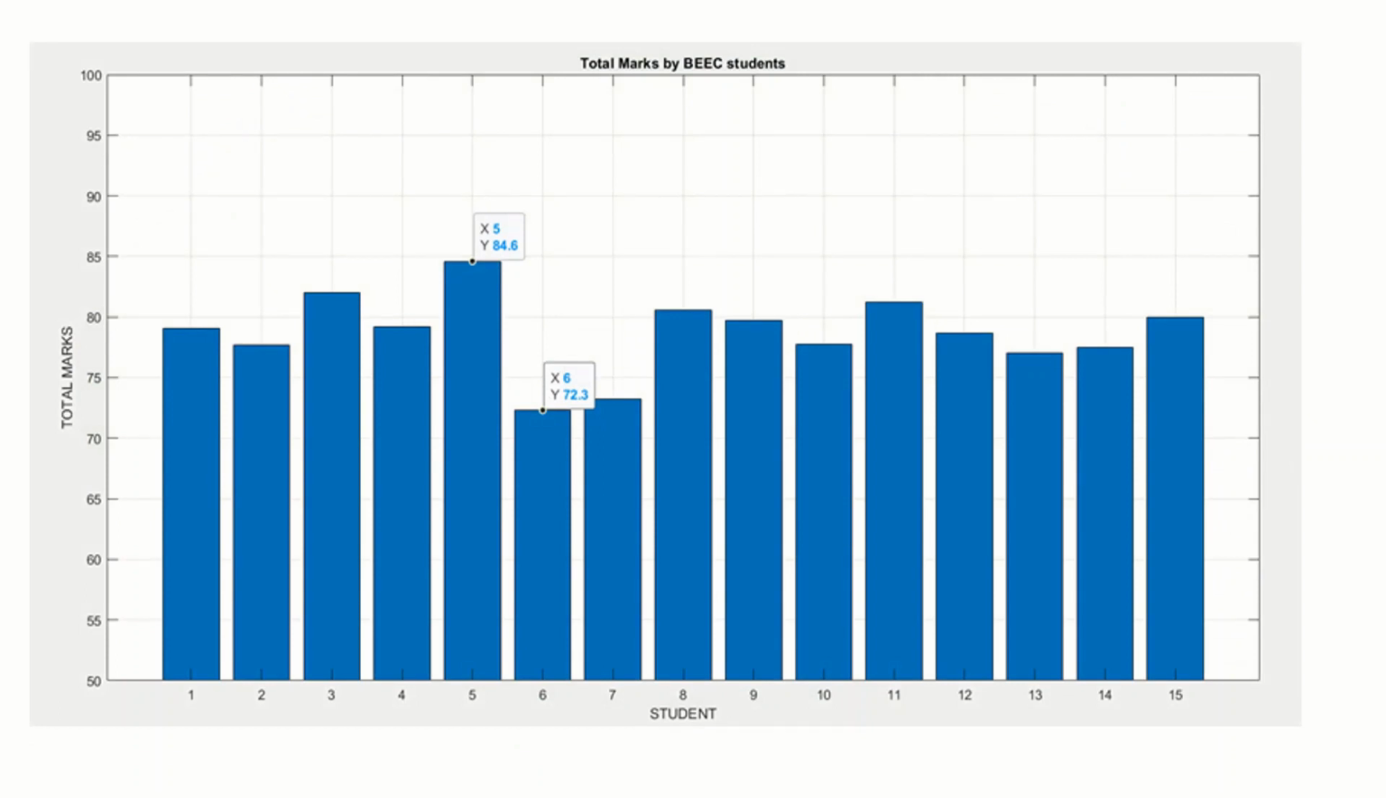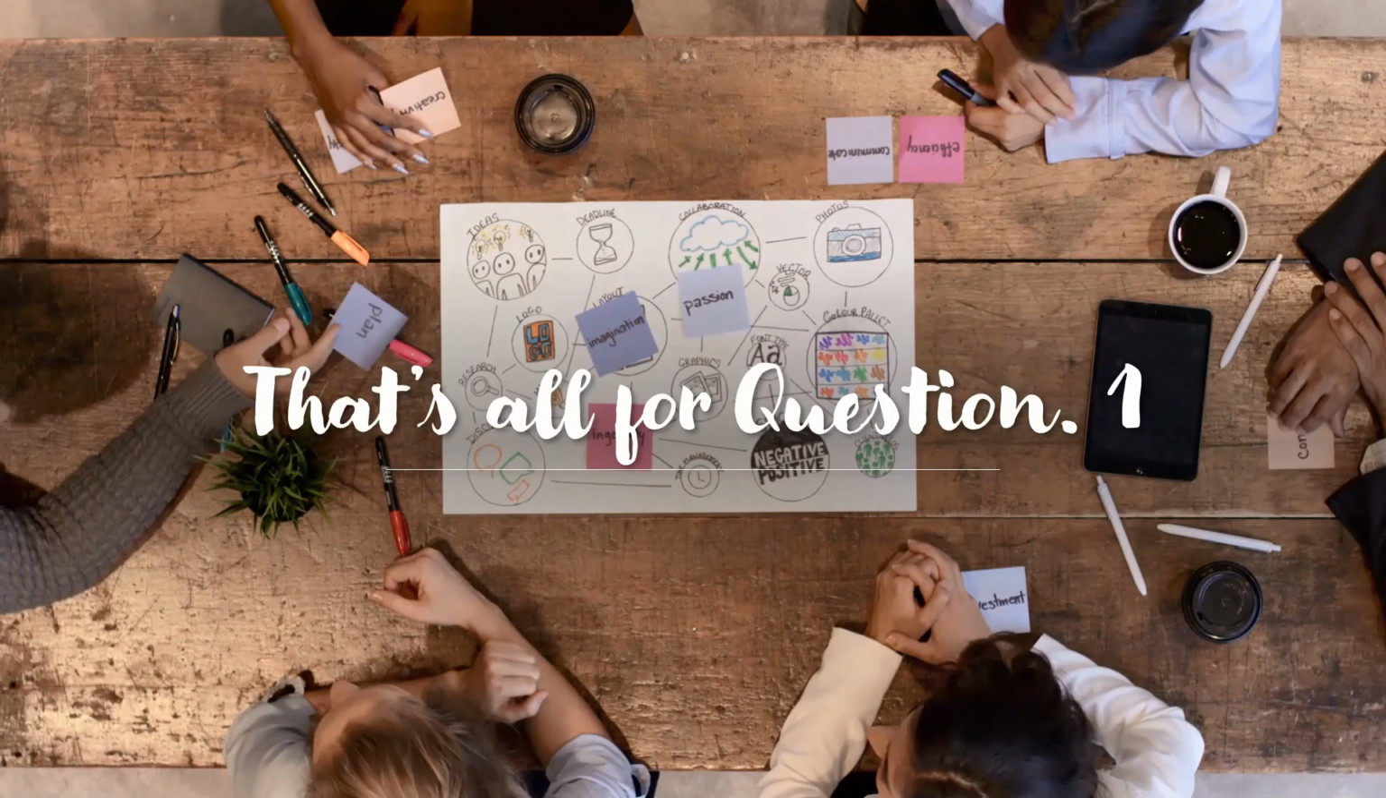So this is the total marks obtained by student. We can clearly see the student number 5 gets the highest mark, which is 84.6. So that's all from question 1.